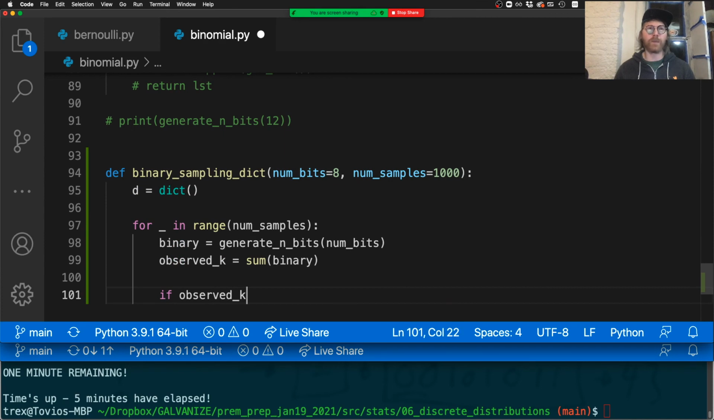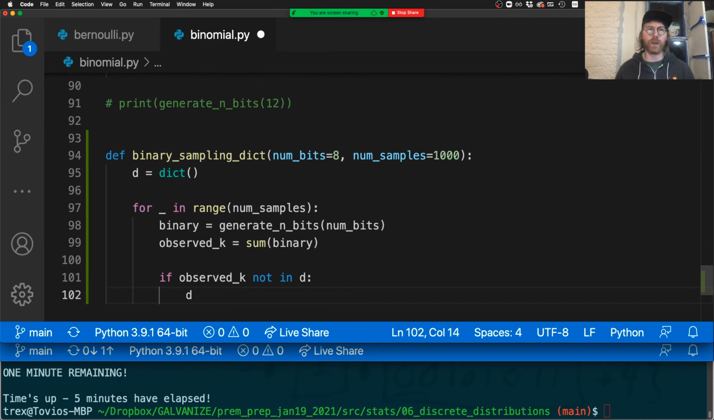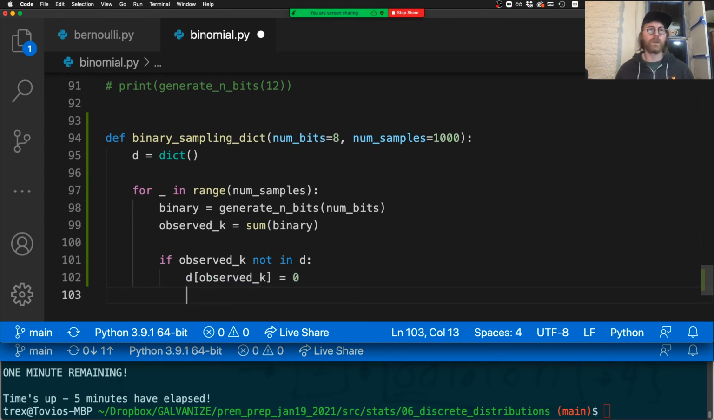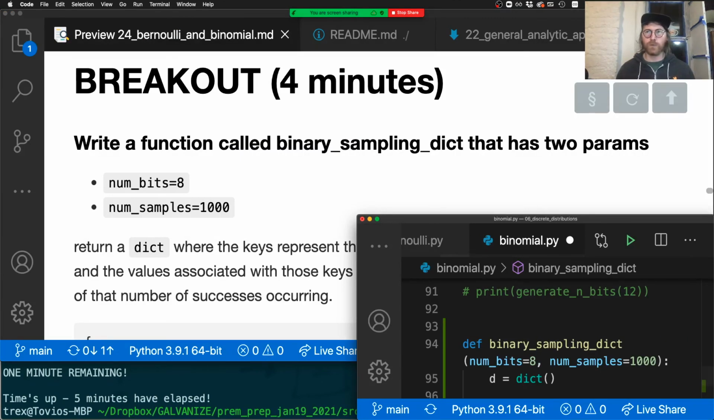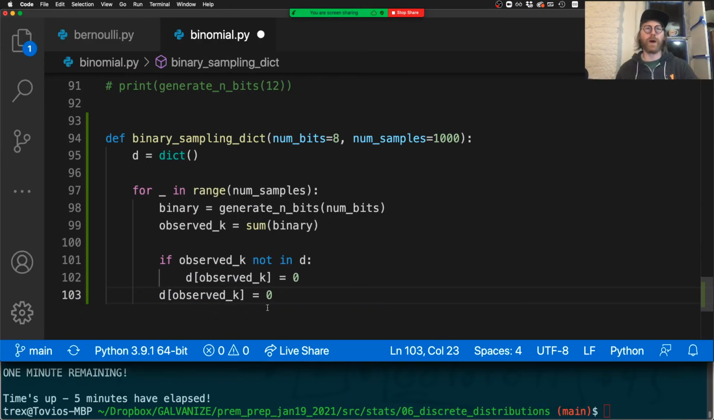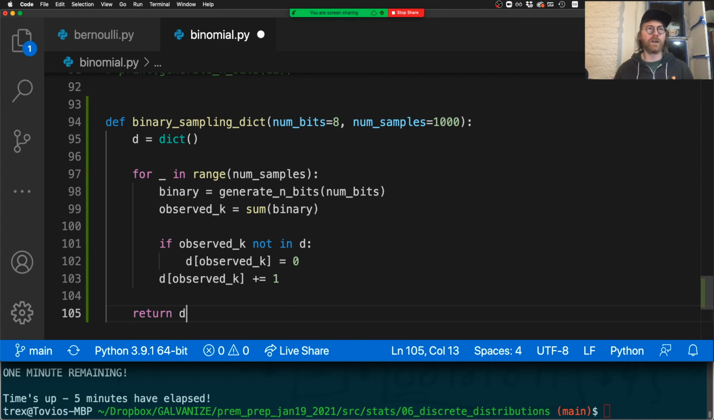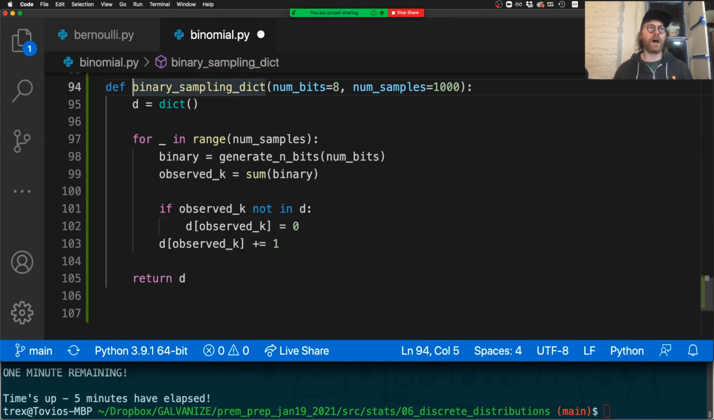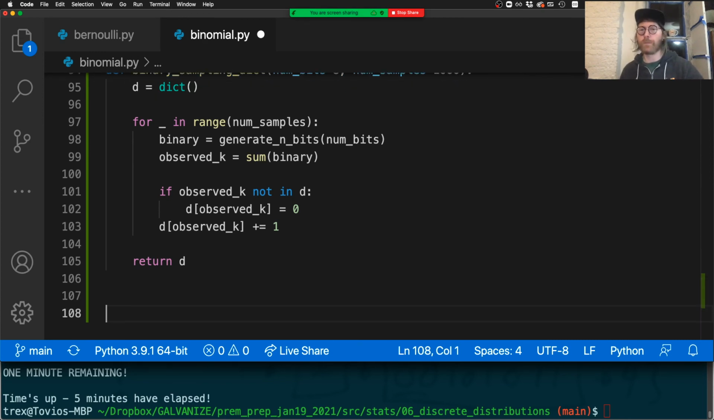If that observed k is not in the dictionary, then I put it into the dictionary, D sub observed k, is going to get initialized to 0, and then I increment it. Okay, let's fix that. I increment it by 1. And when all that's said and done, I can return the dictionary, and I should be able to see some result here, okay?